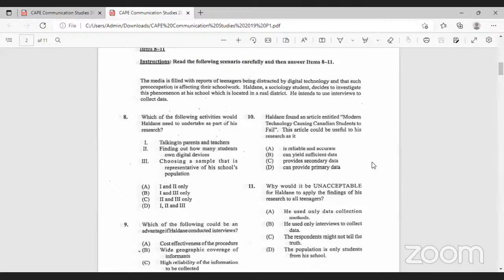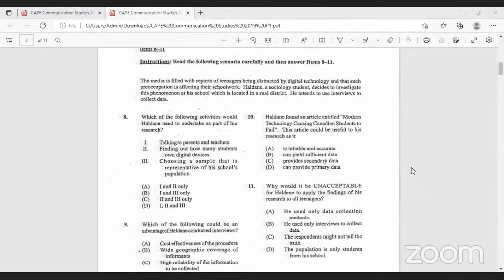Number 8. C. This will be shared in the group, guys. 8 is actually dog, D. So he's going to do all of them. Talk to parents and teachers, find out how many students own devices, and choose a sample that is representative of the school's population. It's all of them.